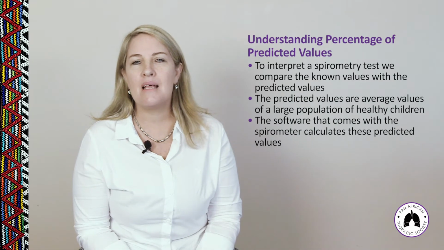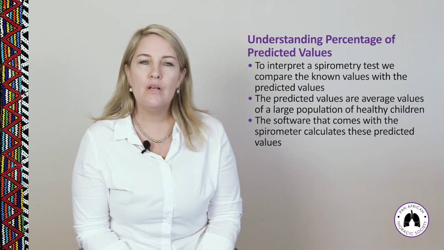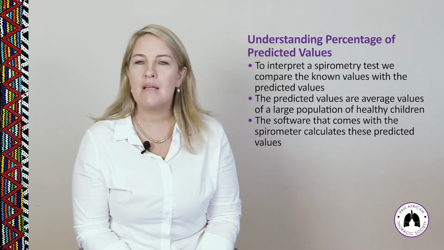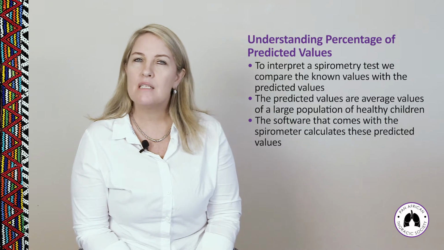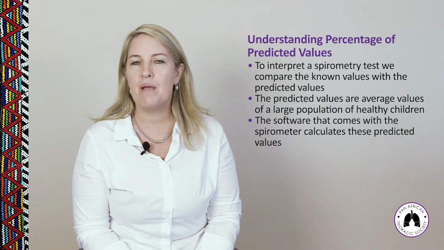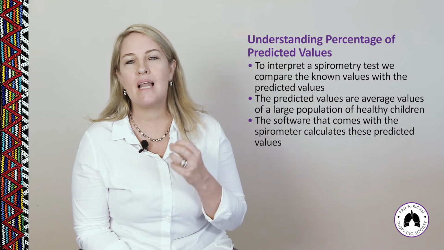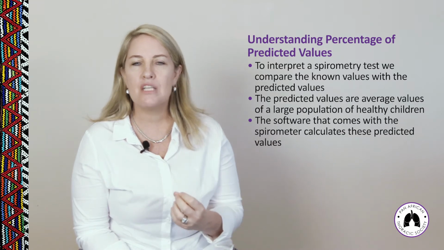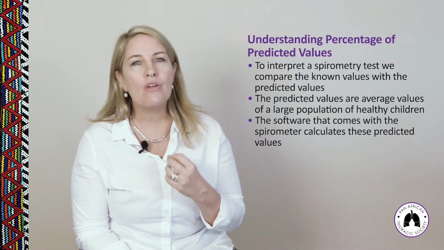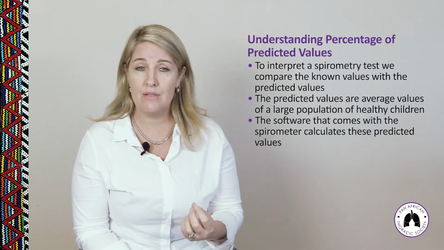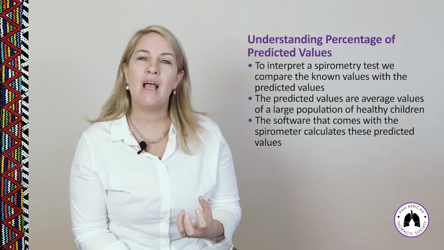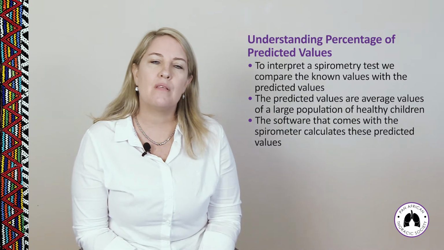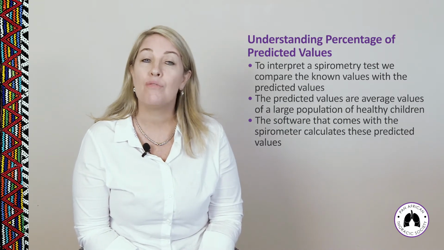Let us look at understanding percentage of predicted values. Where other physiologic parameters like blood pressure or heart rate are not dependent on other physiological properties, spirometry values can greatly differ depending on the child's specific properties like age, sex, ethnicity, and height. So to allow an interpretation of a spirometry test, we compare the known values with the predicted values. And the predicted values are average values of a large population group of healthy children. The software that comes with the spirometer calculates these predicted values for us.